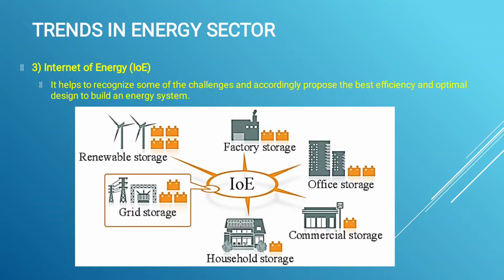Okay, so you can have the different networks: factory storage, renewable storage, grid storage, office storage, commercial storage, household storage. Wherever it is, you can utilize this IoE technology to achieve greater efficiency in supplying and using the energy. So you can have the best efficiency and optimal design to build the energy system. The energy system should be properly built with proper connectivity between each other, and that can be achieved by this IoE. IoE is nothing but a network which connects the producer to the application area to the storage area very efficiently. So this is the trending area we can consider for the energy sector.